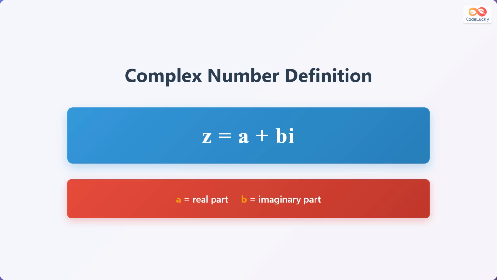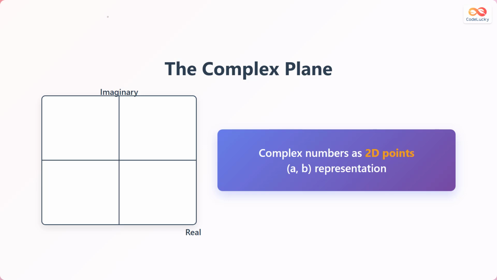A complex number z is defined as z equals a plus bi, where a is the real part and b is the imaginary part of the complex number. Complex numbers can be visualized on a complex plane. The horizontal axis represents the real part, while the vertical axis represents the imaginary part. Thus, a complex number is represented as a two-dimensional point with coordinates a and b.